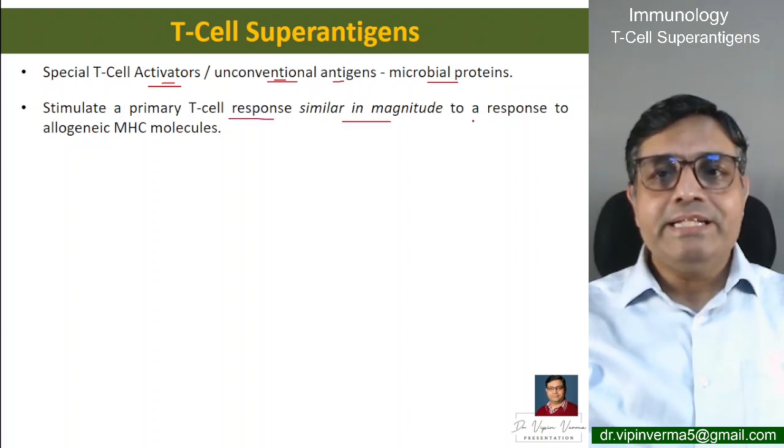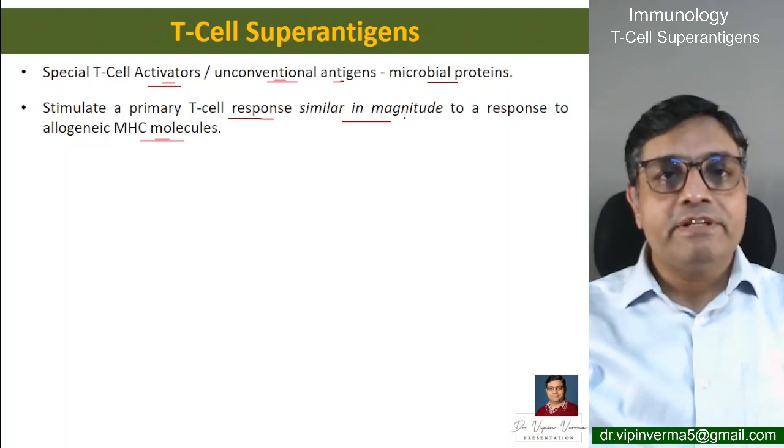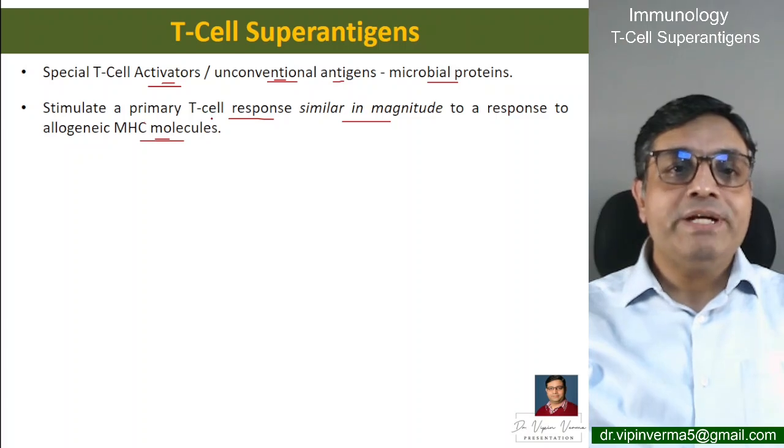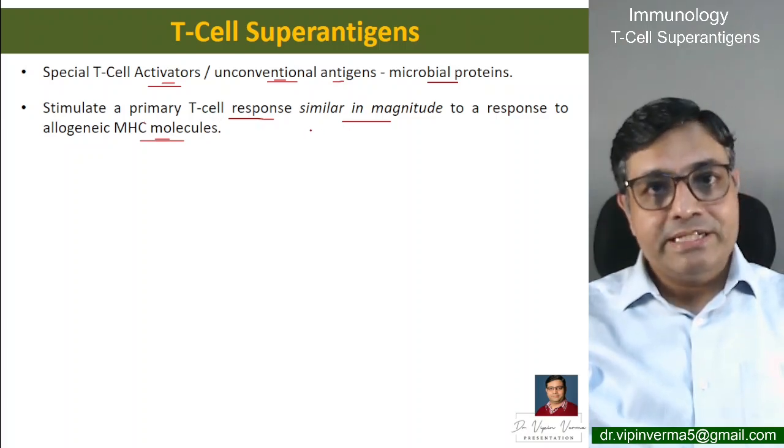They are activators of the T cells, and they stimulate a primary T cell response which is similar in magnitude to a response to allogenic MHC molecules. Just like the allogenic MHC molecules, which can give a kind of stimulation to the T cell, these antigens can also do the same thing. They can also stimulate a primary T cell response of similar magnitude.